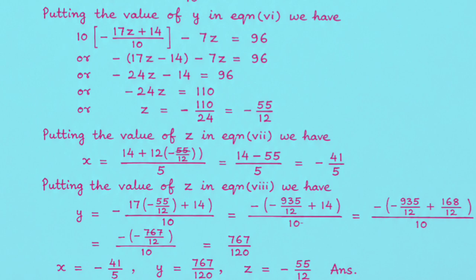So x is equal to minus 41 by 5, y is equal to 767 by 120, and z is equal to minus 55 by 12. Answer.